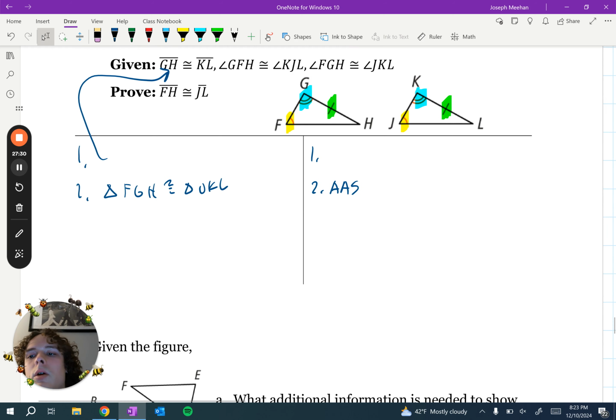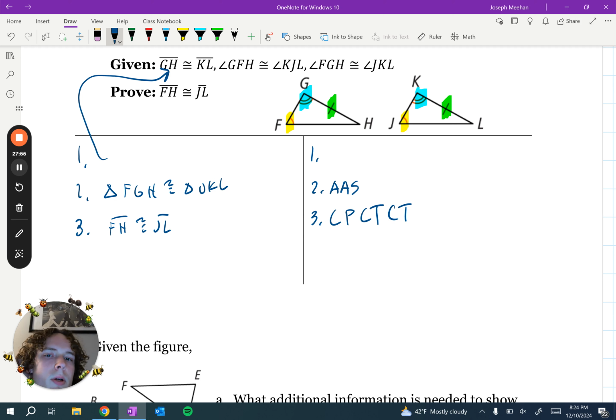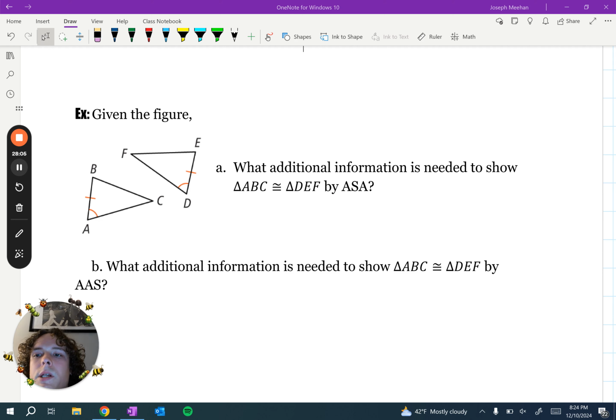All right? So now that we have these two triangles are congruent, we can then say step 3. Oh, look, we're trying to prove, this is what we're trying to prove. We're trying to prove FH is congruent to JL. Well, those are corresponding parts of congruent triangles, right? So don't we have a theorem that says that? Yes, we do. We can say FH is congruent to JL because of the corresponding parts of congruent triangles are congruent theorem, okay? Corresponding parts of congruent triangles are congruent. So that makes FH congruent to JL, since those triangles are congruent.